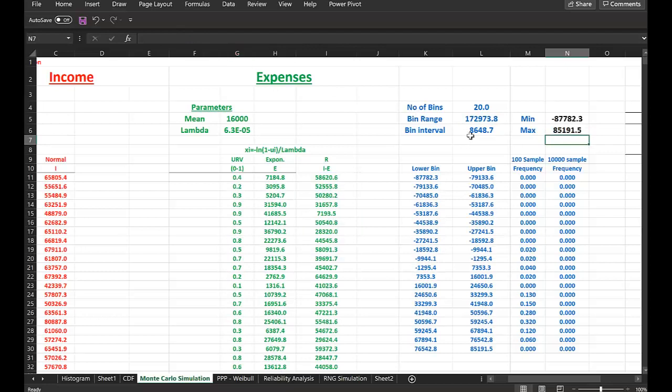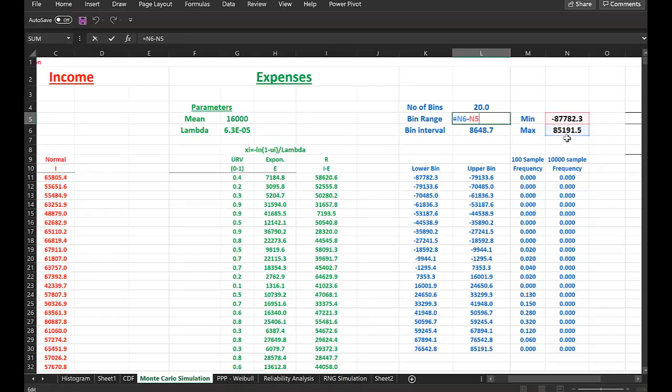We can find the total bin interval we want to use for the histogram. So this is maximum minus minimum. So bin interval, bin range, that is maximum minus minimum.